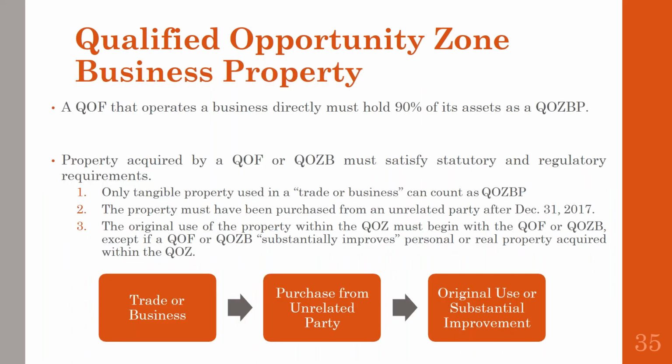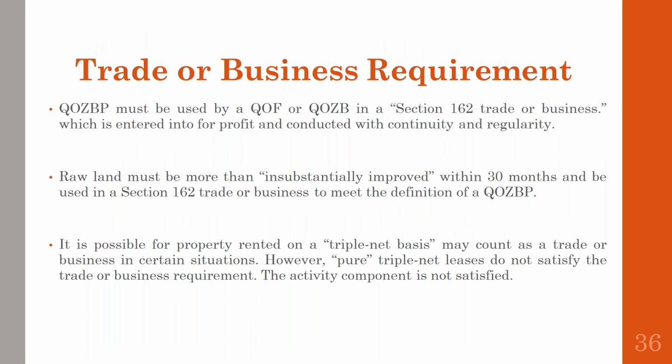All right. Turning to business property, again, it goes to satisfying the 90% test. We're only talking about tangible property used in the trade or business as far as what can count. It has to have been purchased from an unrelated party after December 31st, 2017. And the original use of the property must begin with the QOF or the QOZB unless it's been substantially improved. So again, the original use needs to start. That's one of the more important items. The other two items are pretty self-explanatory, right? I mean, it's got to be tangible property used in the business, and it has to be purchased from an unrelated person.